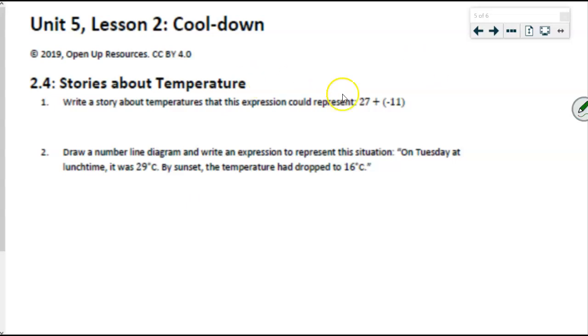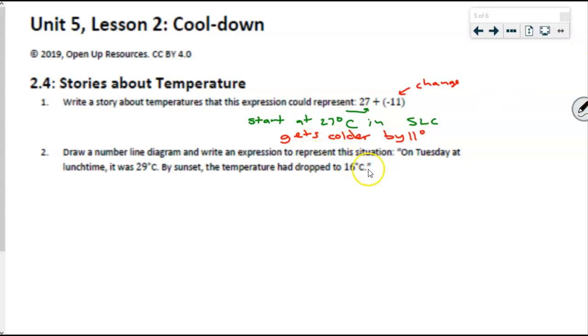Okay, and let's check our answer. We should have written a story that's something like we would start at 27 degrees. We can even call it Celsius, and we can even say in Salt Lake City. And we can see that we're adding a negative 11. That means it's changing. And if it's negative, that means it's getting colder. So it gets colder, or the temperature drops by 11 degrees. Okay, so draw a number line diagram and represent an expression to represent this situation.